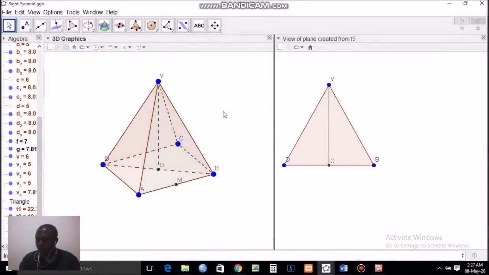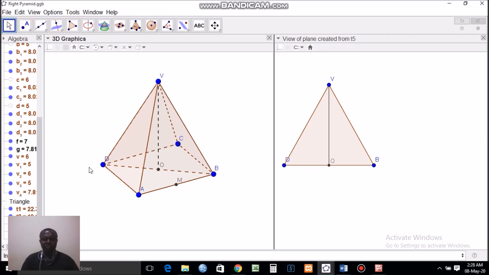Now, welcome back. We look at the calculation of DV. We move to our three-dimensional drawing of a pyramid, and we can identify DV. DV is one of the slanting edges of our pyramid. The next thing is to look at the pyramid keenly and identify the plane figure on which DV lies. We need to identify the plane figure within the pyramid on which DV lies.